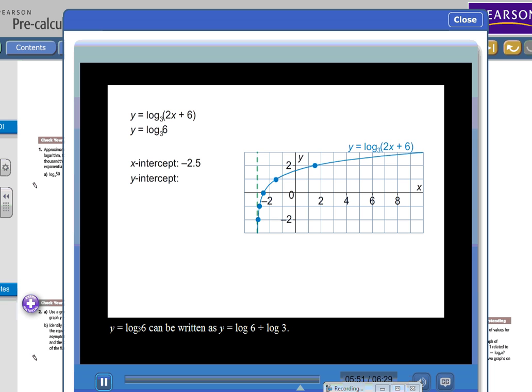Y equals log base 3 of 6 can be written as y equals log 6 divided by log 3. Log 6 divided by log 3 is approximately 1.6309. So, the y-intercept is approximately 1.6. The asymptote is here, so the equation of the asymptote is x equals negative 3. The domain of the function is all values of x greater than negative 3. The range of the function is all real values of y.